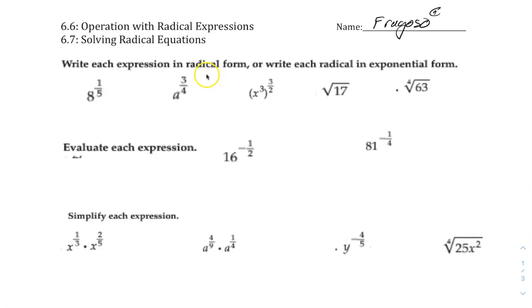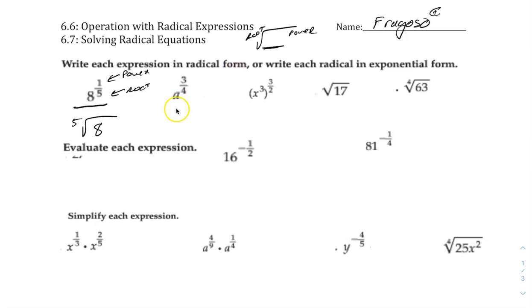Now we want to write in radical form. The key thing with this is the top number is a power. The bottom number is a root. So you can write it as a radical, right? You have a number here, here's the power, here's the root. So in this case, it will be the fifth root of 8 to the first, or just 8.